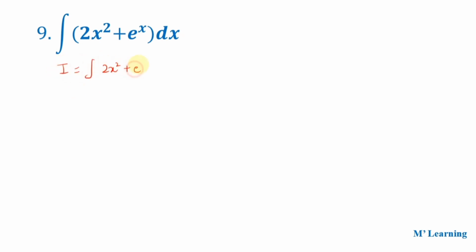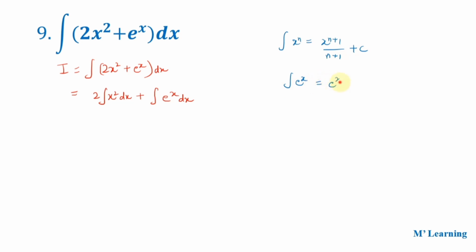Now let's move to question number 9, which is the integration of (2x² + e to the power x) dx. First we'll separate this: 2 times integration of x² dx. I have taken 2 outside because it is a coefficient and does not hold any integration, so it remains the same. Then plus integration of e to the power x dx. Now we know the formulas. The integration of x to the power n is x to the power n plus 1 by n plus 1, plus c, and the integration of e to the power x is e to the power x plus c.